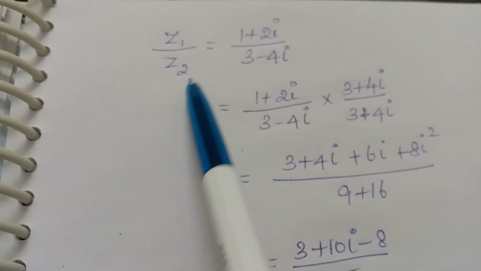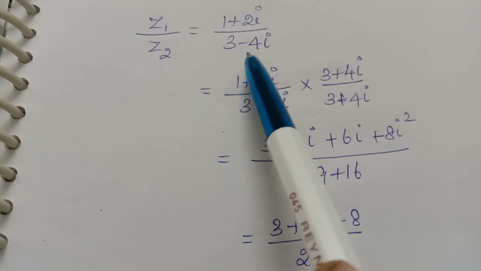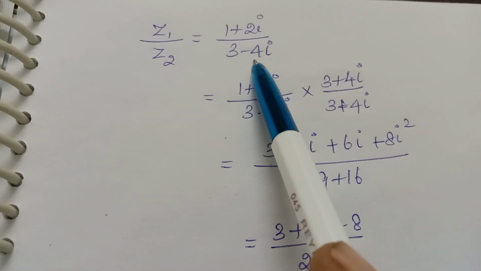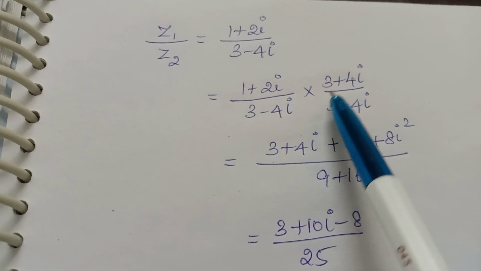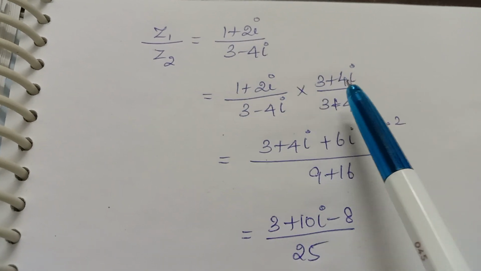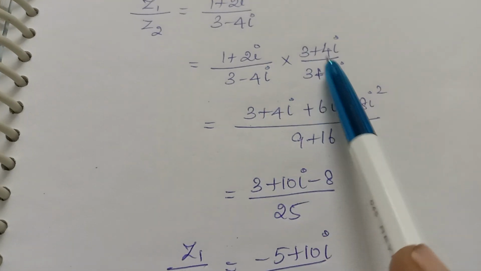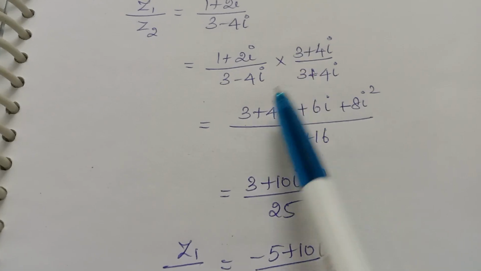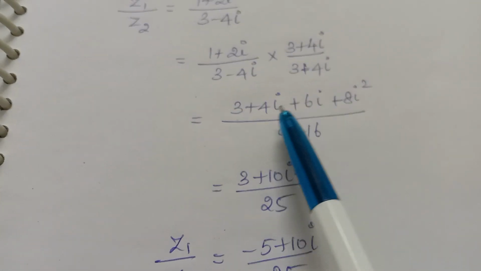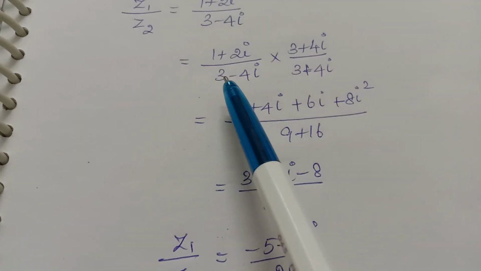Right. Next one is we are going to find z1 by z2. So what is z1 by z2? (1 plus 2i) by (3 minus 4i). Again, as I told you, you should not get an i term in the denominator. So for removing this i term, I am multiplying and dividing by the conjugate. So here it is 3 minus 4i, no? So it will be (3 plus 4i) by (3 plus 4i). Okay, so now we multiply the numerator. 1 into 3, 3; 1 into 4i, 4i; then 2i into 3, 6i; plus 8i square, divided by the denominator.